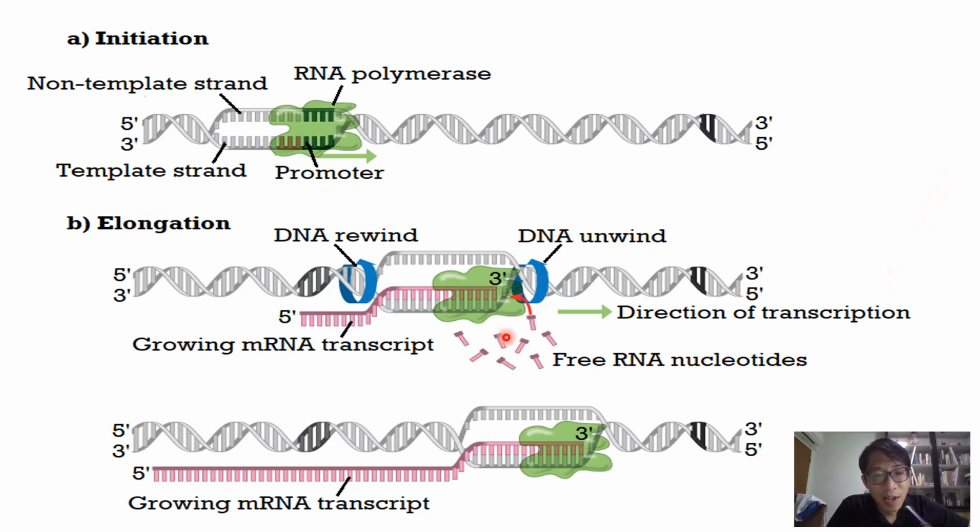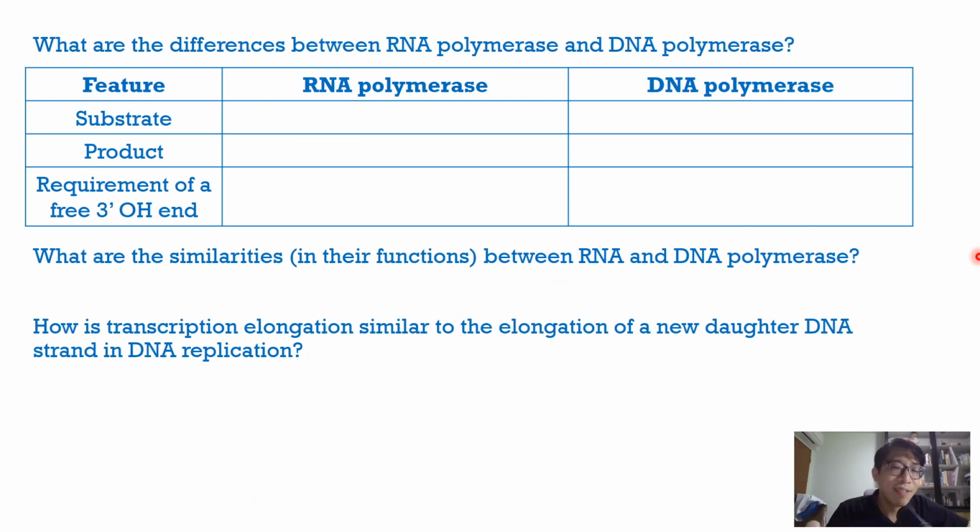The RNA transcript is elongated in the 5' to 3' direction as the RNA polymerase moves along the template strand in the 3' to 5' direction. If you understand that, here is an exercise to consolidate and also to make a comparison with the process of DNA replication. Spend some time to try out the questions here. You can pause the video, and once you're done, you can start the video again.